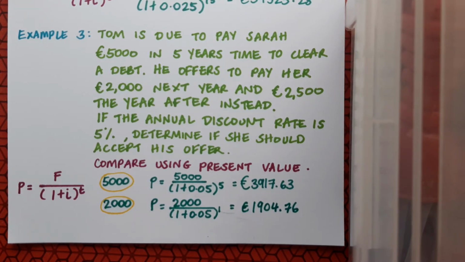So if I was to put 1904.76 into the bank for 1 year at 5%, it would come out as 2,000 at the end of that year.